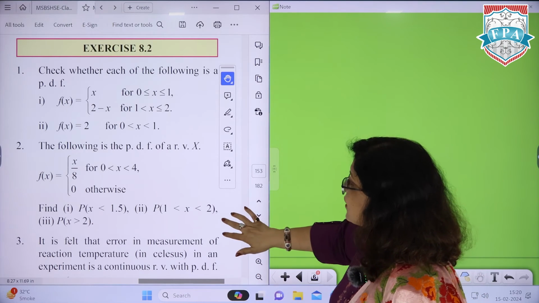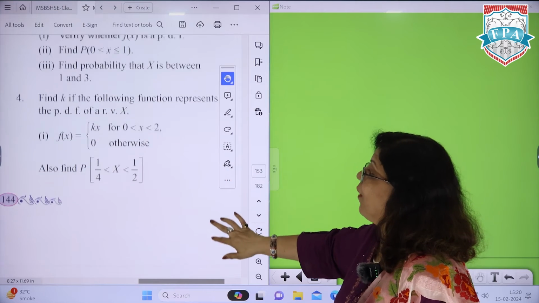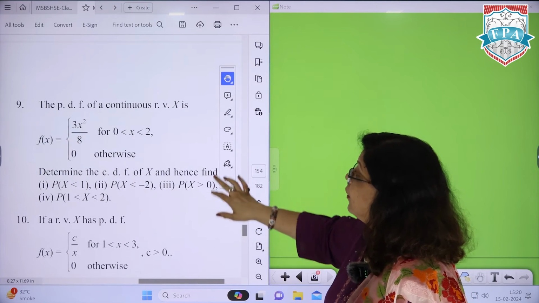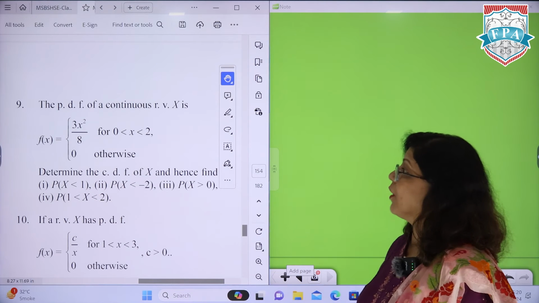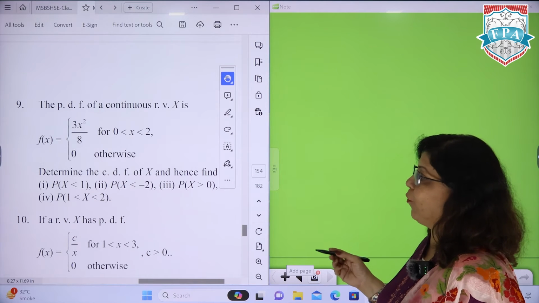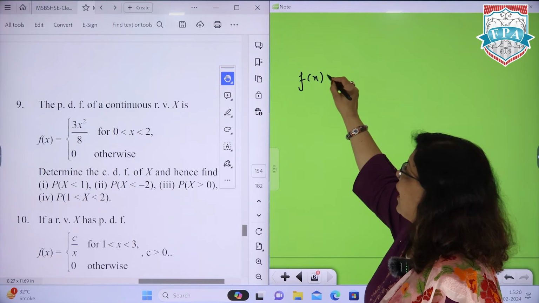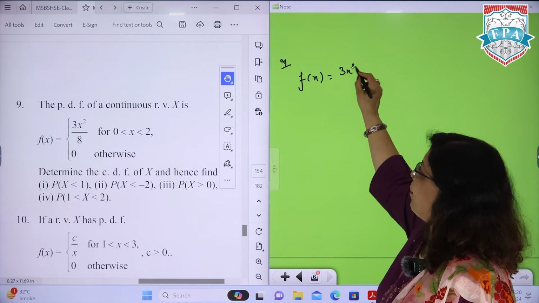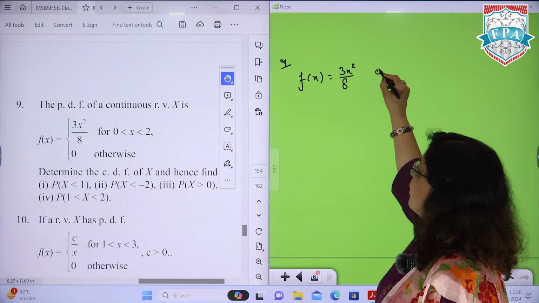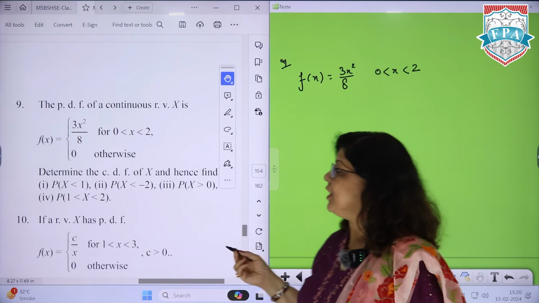For the second kind, they might give you some values and ask you to find the value of k or the missing frequency or a particular range. Let's take question number 9. The PDF of a continuous random variable is given to you. Fx is given as 3x square by 8 for 0 to x to 2. Determine the CDF of x.